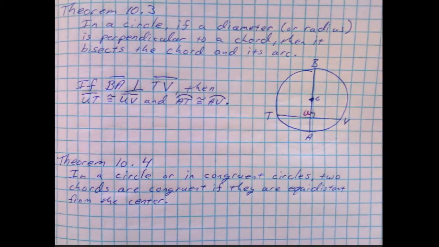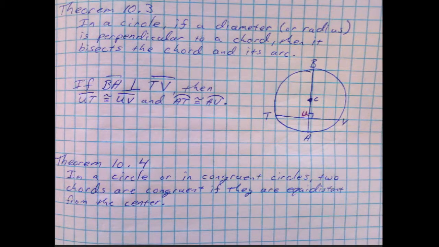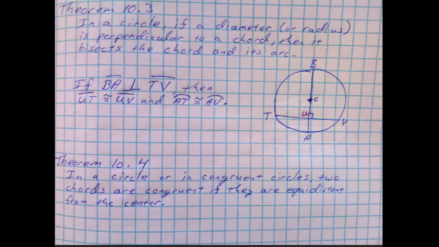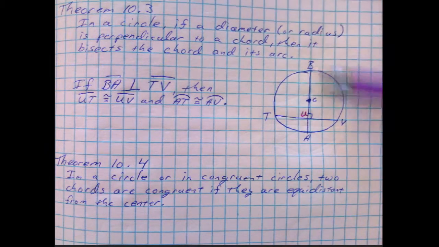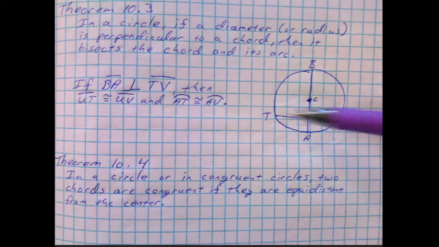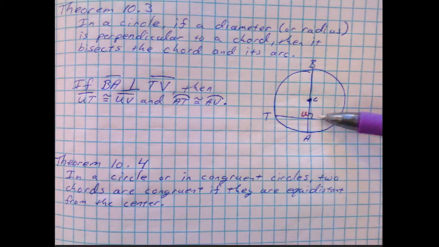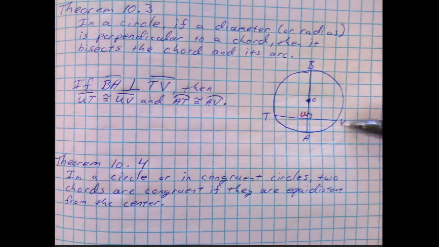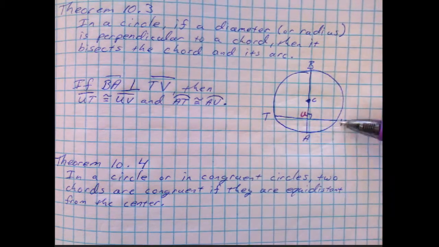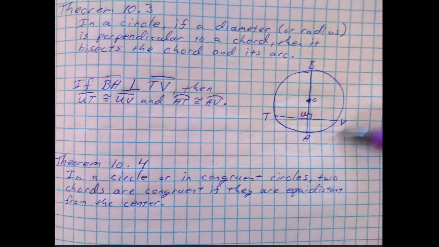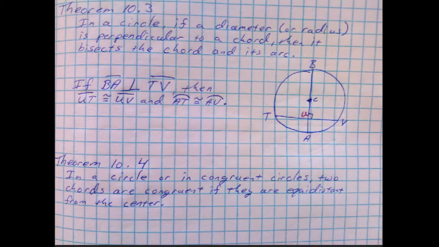Alright, so let's look at a couple more theorems. Theorem 10.3 says in a circle, if the diameter or radius is perpendicular to a chord, then it bisects that chord and its arc. So we have a diameter BA, it's perpendicular to TV, so we know it bisects TV, so TU and UV are congruent. It bisects the chord and the arc, so that means TA and AV are also congruent.